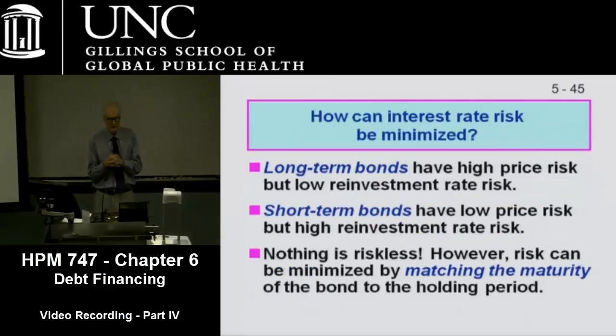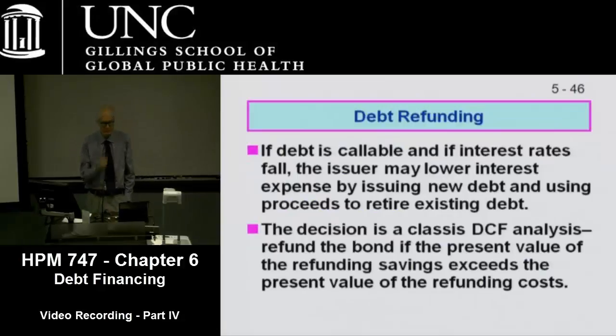How can interest rate risk be minimized? Well, as I just said, nothing is riskless. What many healthcare organizations will do is match the maturity of the bond to the holding period. So if you know that you're going to start a building project 4 years from now, you'll buy bonds with a 4-year maturity. So you essentially eliminate a lot of the interest rate risk by doing that.